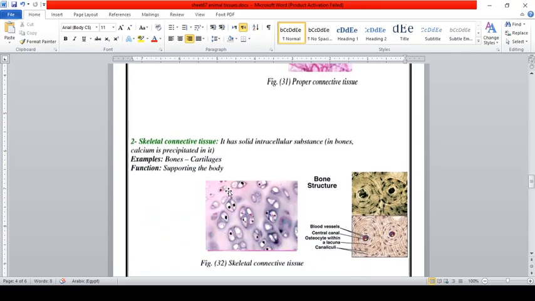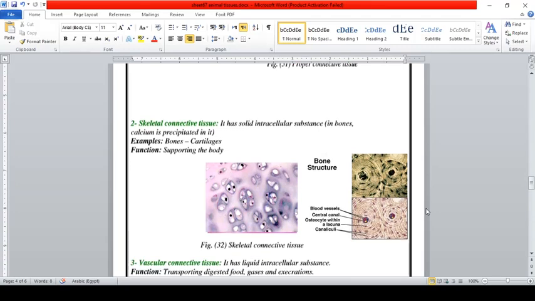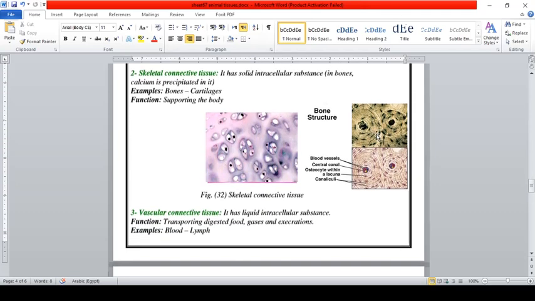The second connective tissue is called skeletal connective tissue, and we have here solid intercellular substances between cells like bones and cartilage. They are supporting our body, but the difference between them, here the cartilage and here the bones: the intercellular substance in the bones precipitates calcium in it, but cartilage has no calcium, so bones are much harder than cartilage.